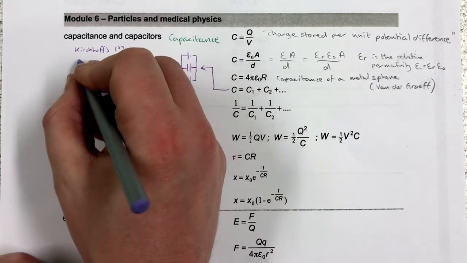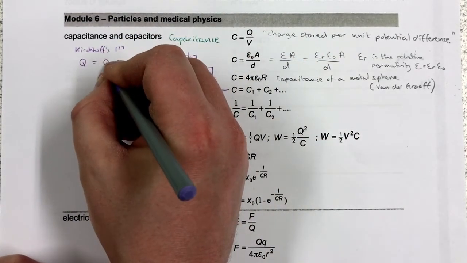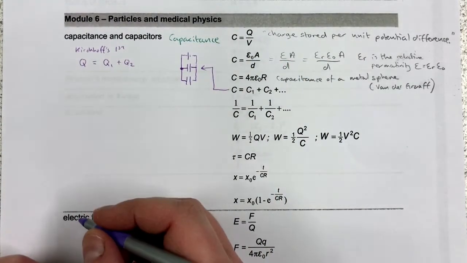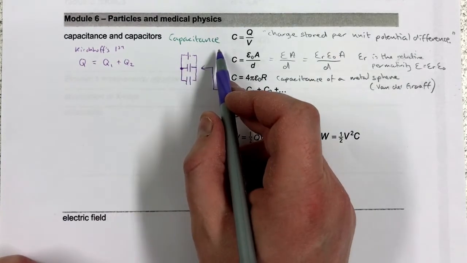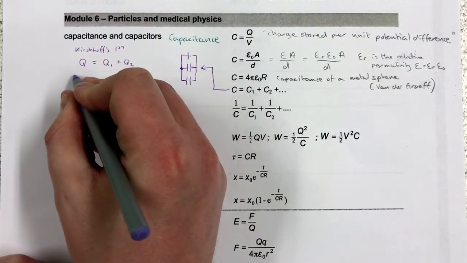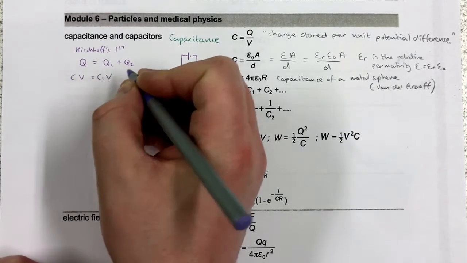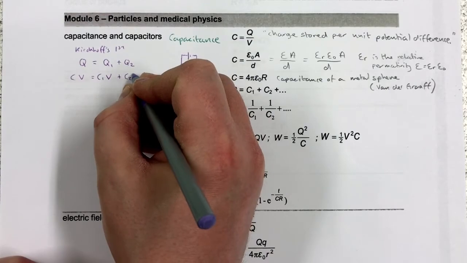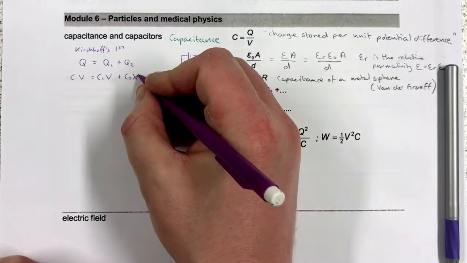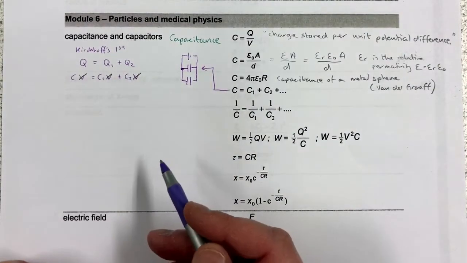So we would write Kirchhoff's first law in this application as Q going in equals Q1 going through capacitor 1 plus Q2 going through capacitor 2. We would then substitute in this equation up here. We would rearrange it and make Q the subject. Q equals C times V. So Q equals C times V, and Q1 would be C1 times V, and Q2 would be C2 times V. And because it's a parallel circuit, the potential difference is the same everywhere. So the V's cancel, leaving behind the rule for adding together capacitors in parallel.